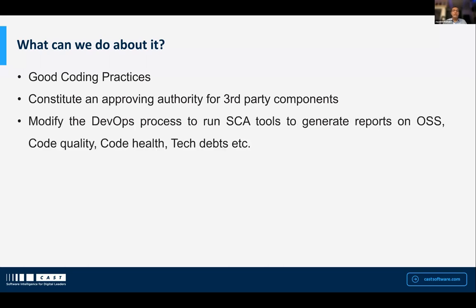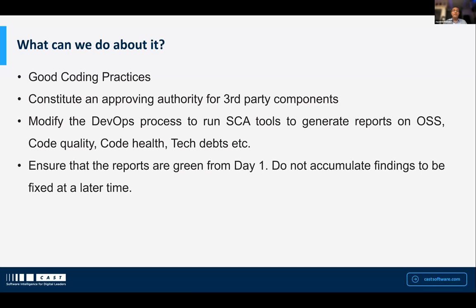All right. So the next thing is modify your DevOps process to run an SCA tool like the one Greg was talking about, which will generate the right kind of reports on your OSS, open source software and third-party components. And give you reports about the code quality, the security vulnerabilities that have been hidden in your code, whether it has been written right, whether it performs right. So all those things: code health, tech debt, etc.